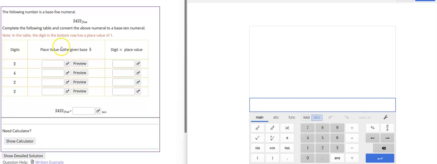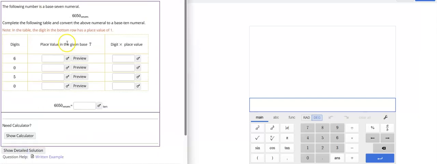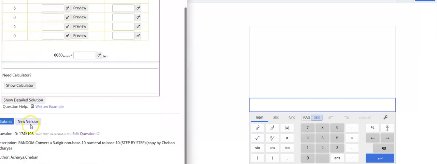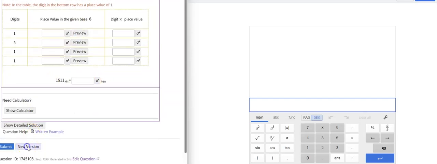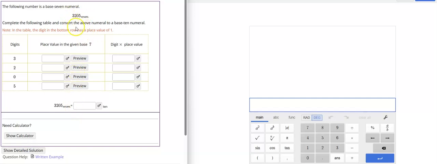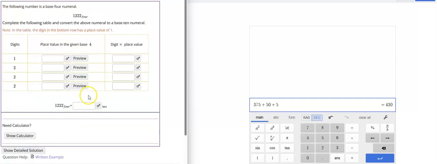Hello, this question is about how to convert numbers from different bases to base 10. So we're converting from different bases to base 10. In this question, you see base 5 to base 10, but if you look at a different question, you have base 7 to base 10, or base 6 to base 10. Same idea, you're converting from base 7 to base 10. So let's just walk through one of them.